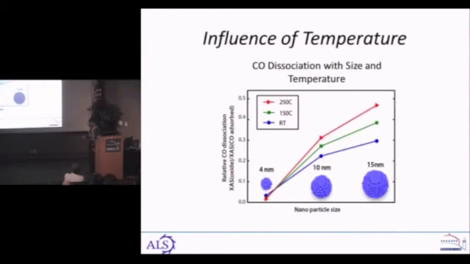If we look at the ratio of the 2 different types of adsorbed CO peaks with temperature and size, you see that there's not a temperature dependence on the 4 nanometers because the CO doesn't dissociate in the first place. And then with elevating the temperature at the 10 nanometer size, you get more dissociation at higher temperature and even more with 15 nanometers. And so this shows that it's a thermally activated process.